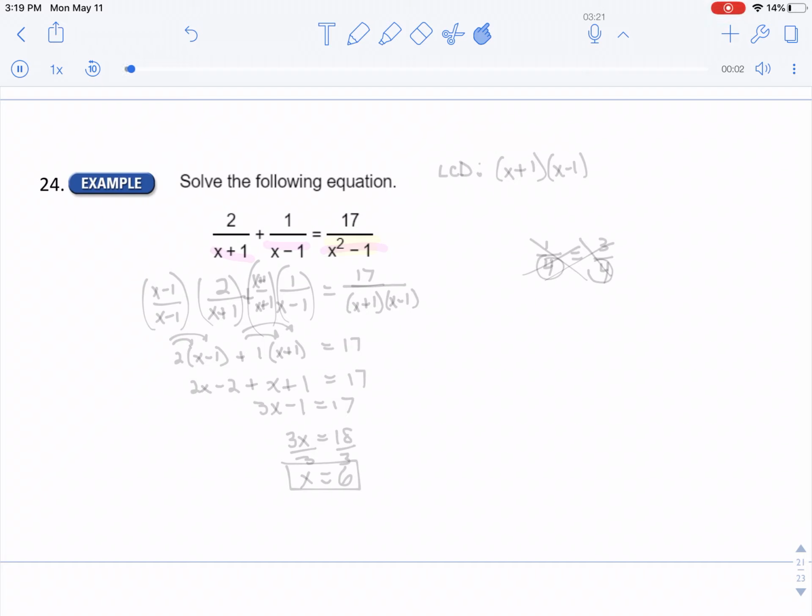Exam review, problem number 24. Solve the following equation. So the first thing we want to do is to factor the denominator that's on the right. So we want to factor this. This is called the difference of perfect squares.